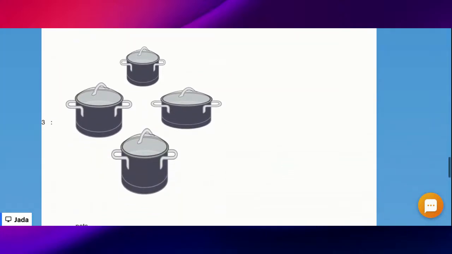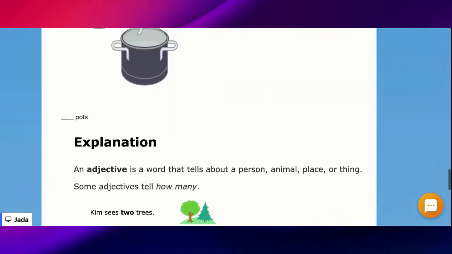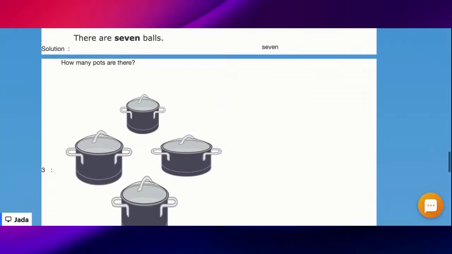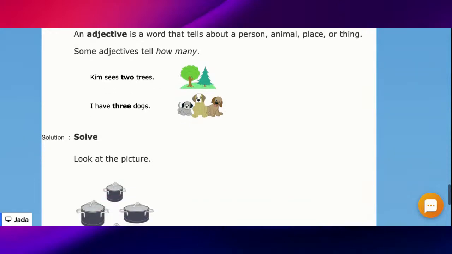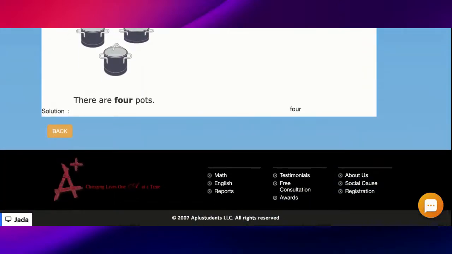How many pots are there, rather? How many pots do we have? So we count the pots and then we say there are four pots. So, do you guys have a question? Please let me know. Do you have a question? Please let me know.